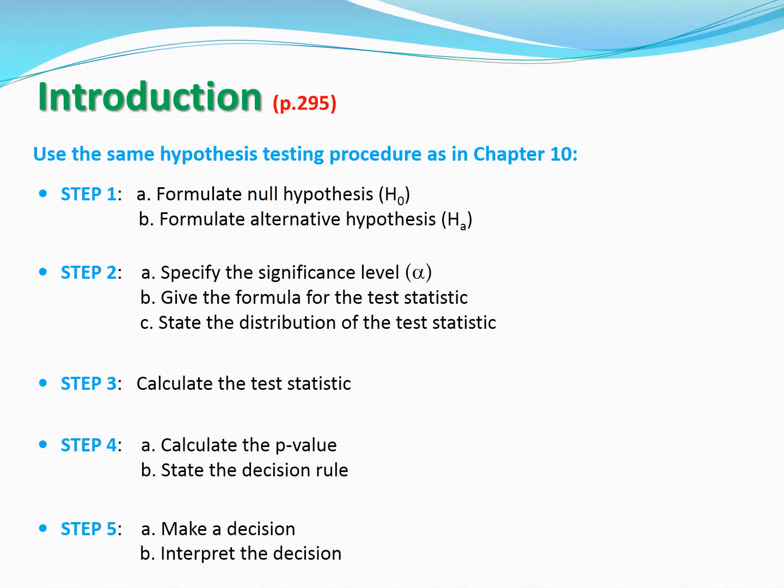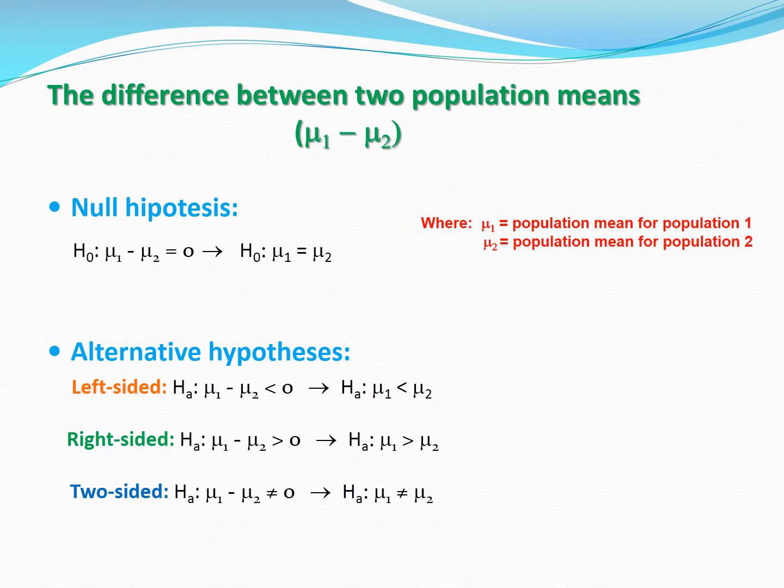In chapter 11, we are going to use the same hypothesis testing procedure as in chapter 10, so we will again apply these 5 steps. In the first section, we are going to look at the difference between two population means. So in the null hypothesis, we specify that there is no difference between the two population means, or equivalently that the population mean for population 1 is equal to the population mean for population 2.